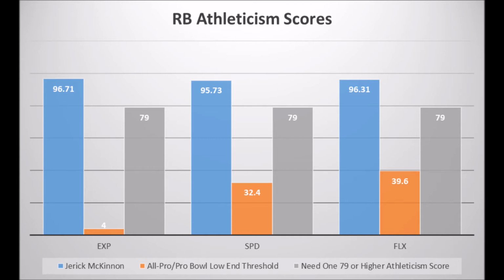Based on my data since the 1999 NFL draft class, multiple All-Pro/Pro Bowl running backs have at least a 179 or higher athleticism trait. You only really need to have one, whether that's explosiveness, speed, or flexibility. And when it comes to Jerick McKinnon, all three. He has the explosiveness of an All-Pro/Pro Bowl running back. He has the speed of an All-Pro/Pro Bowl running back. And he also has the flexibility of an All-Pro/Pro Bowl running back. So just amazing as an athlete. That's the main selling point for Jerick McKinnon, is just how great of an athlete he is.